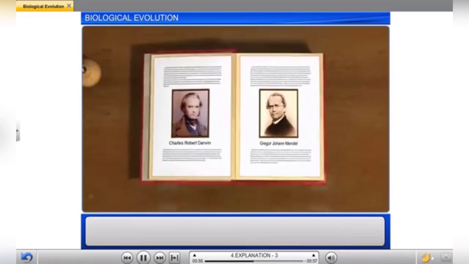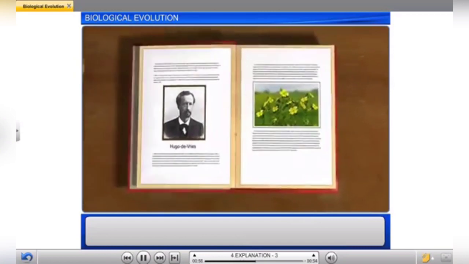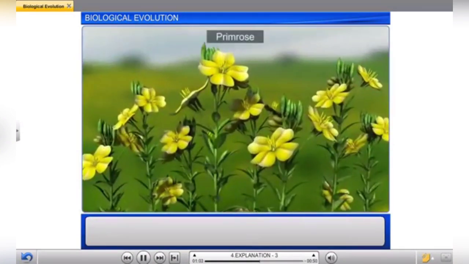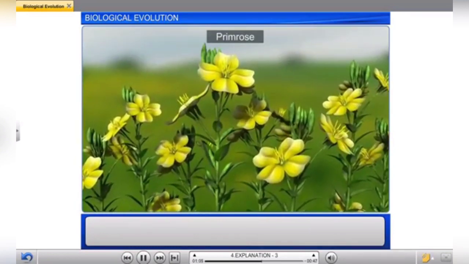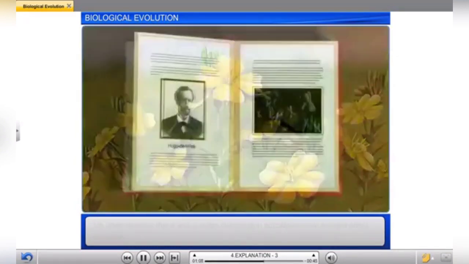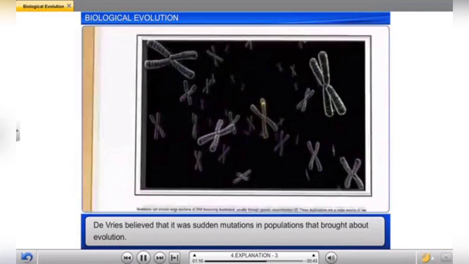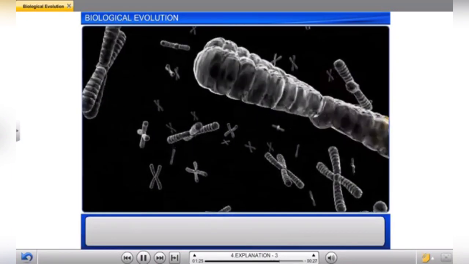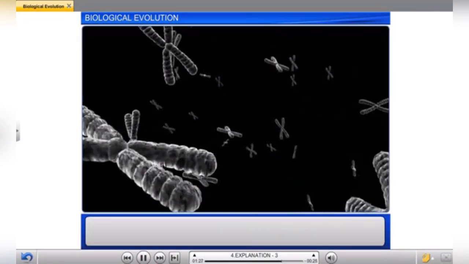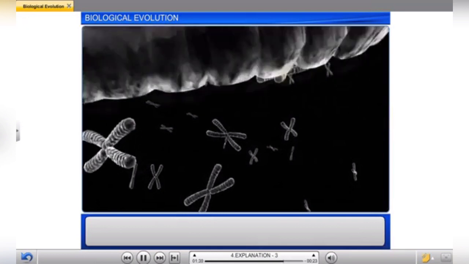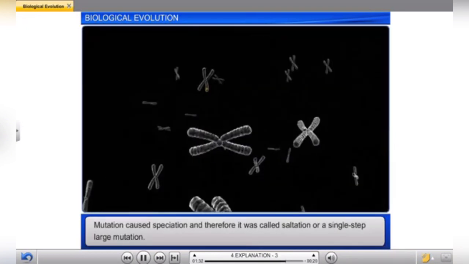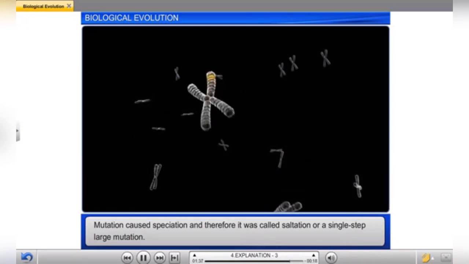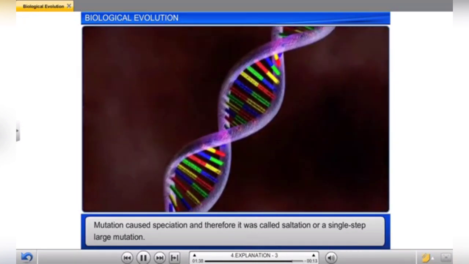At the beginning of the 20th century, Hugo de Vries, a Dutch botanist and geneticist, based his study on the evening primrose and founded the idea of mutation. De Vries believed that it was sudden mutations in populations that brought about evolution. In fact, De Vries argued that mutations were random and directionless. Mutation caused speciation, and therefore it was called saltation or a single-step large mutation.